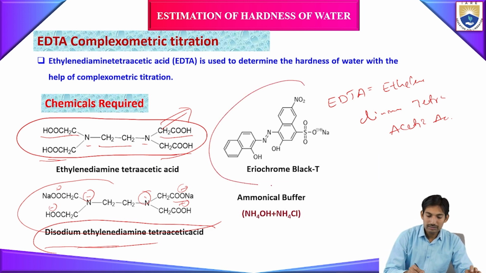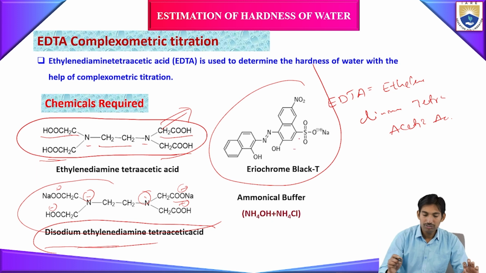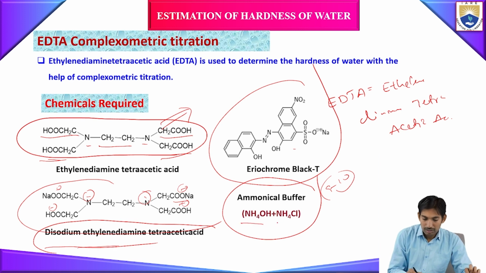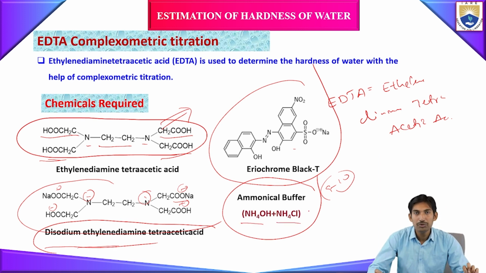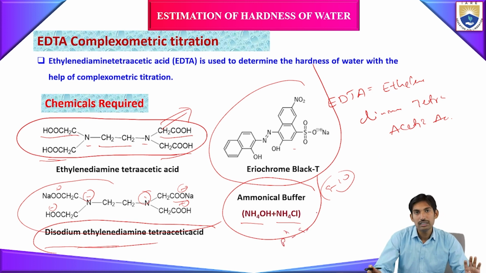The indicator here is EBT, Eriochrome Black T. This is the indicator we use in this process, and this is the structure of the EBT indicator. We have to maintain pH 9 to 10 in this EDTA complexometric titration. For that, we prepare a basic buffer using ammonium hydroxide and ammonium chloride. This ammoniacal buffer maintains pH 9 to 10 throughout the titration.